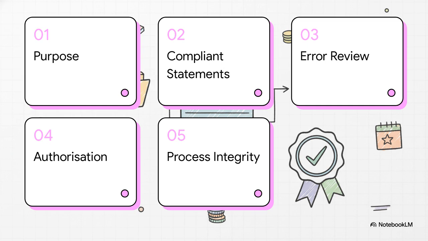We'll begin with the purpose of financial statements. Then, we'll cover the requirements for preparing compliant statements, the critical process for reviewing and correcting errors, the procedure for getting final authorization, and we'll wrap up with how these stages combine to ensure total process integrity.